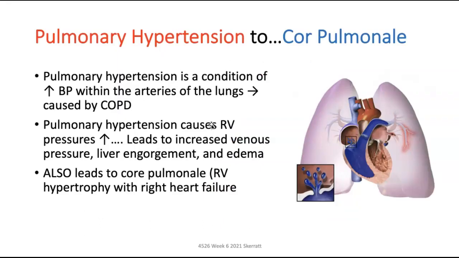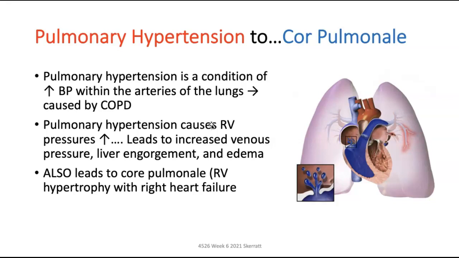Pulmonary hypertension results from COPD and chronic bronchitis, and this can lead to cor pulmonale. Cor pulmonale is basically right heart failure. It's a right ventricular hypertrophy, so an enlargement of the right ventricle because of the increased workload. The right ventricle is trying so hard to pump, but it can't, and so you get this enlargement of the right ventricle with right heart failure.